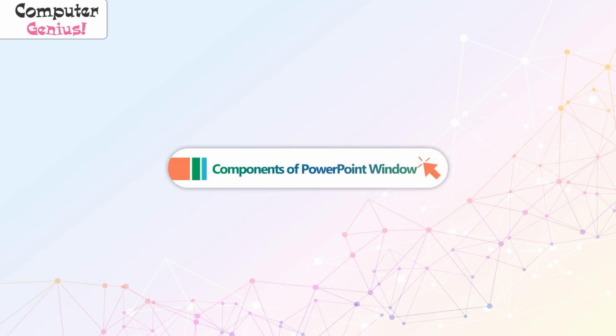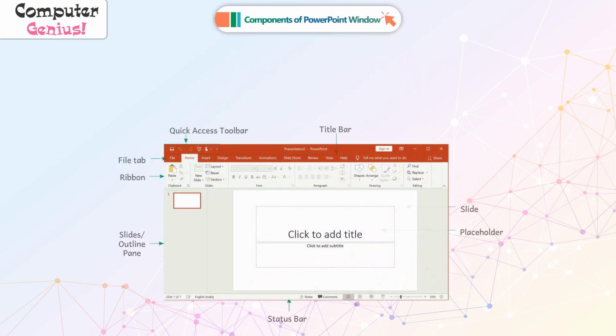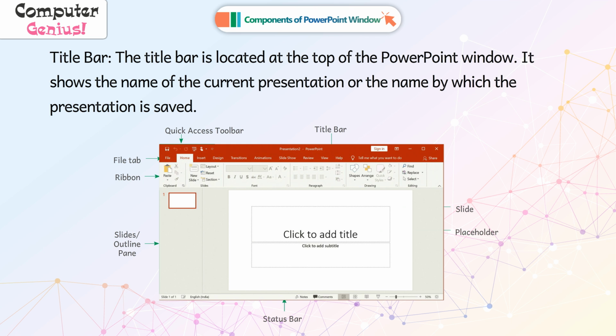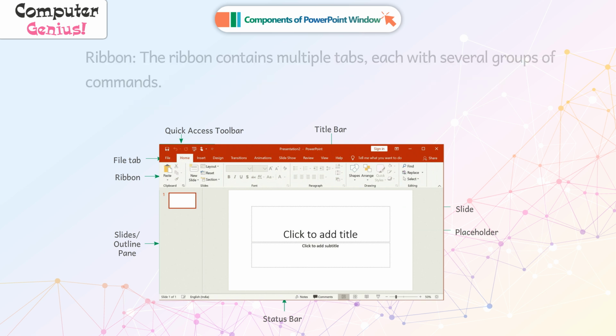Components of PowerPoint window. Title bar. The title bar is located at the top of the PowerPoint window. It shows the name of the current presentation or the name by which the presentation is saved.